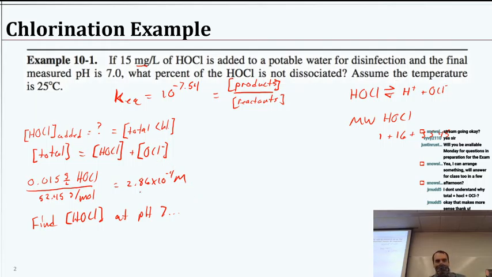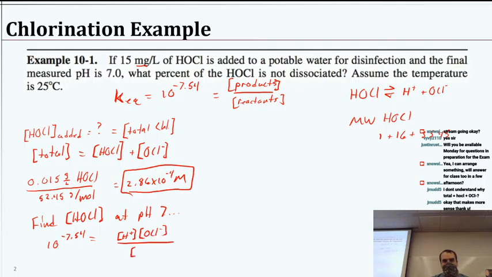So I went ahead and put the total molar concentration, found that here. Next step would be to find the HOCl at pH 7. So here we can use our equation up here to say 10 to the negative 7.54 equals the products, which would be the H plus times OCl minus, divided by the reactants. So.